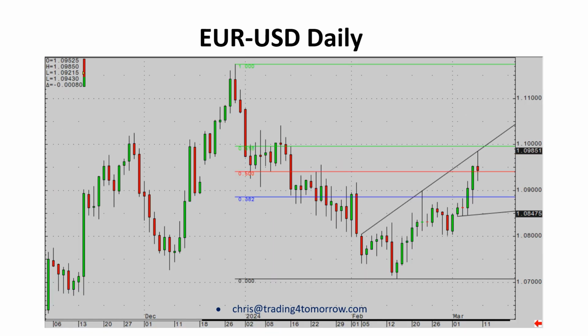Moving on to the euro against the dollar. Here I've got resistance at 109.85 and support at 108.47. Again, I've added the fibs on there because it's on its way back up. It's coming up towards testing that golden ratio. It did have a bit of a sell-off just late Friday.